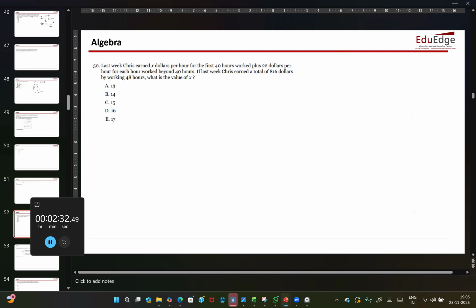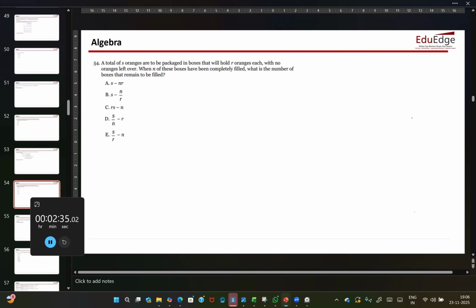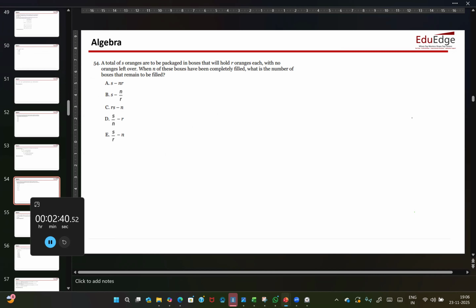Okay. This one, I think we did. Yeah, we did then. I wrote capacity of box. Then I wrote number of boxes. Then I wrote total. So capacity is R. It's given. Total is given as S. So S by R are the number of boxes. But they are saying N are filled. So filled, not filled, correct? So N are filled. So not filled are clearly S by R minus N.